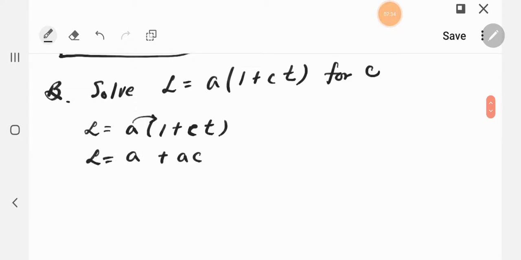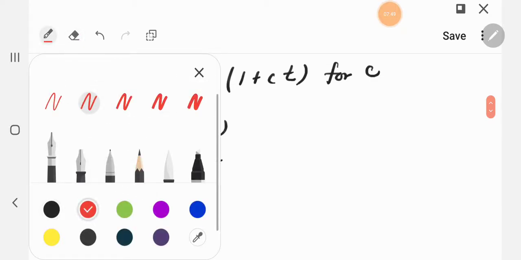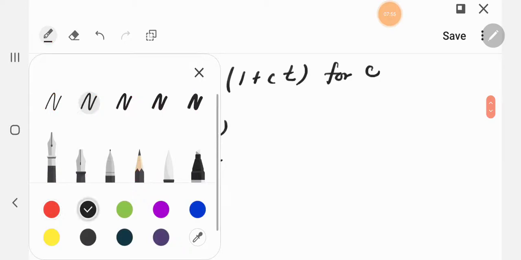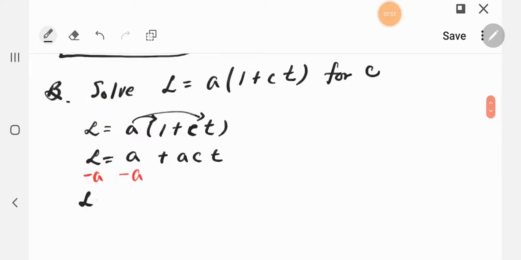Then we get ACT, right? And then from this we will subtract A from each side, minus A each side, so that we can move this A. And then the left side of the equation is L minus A, which is equal to ACT.